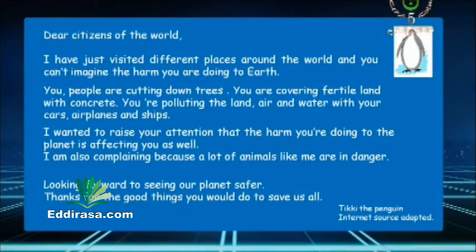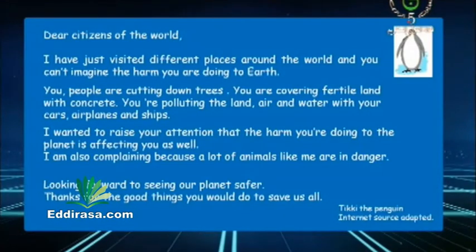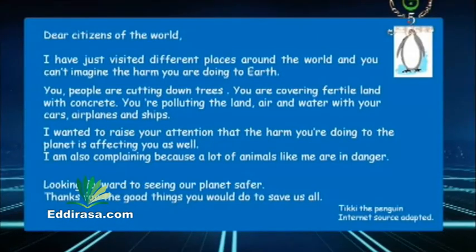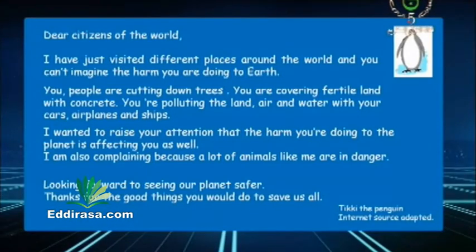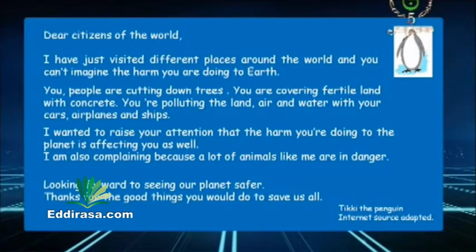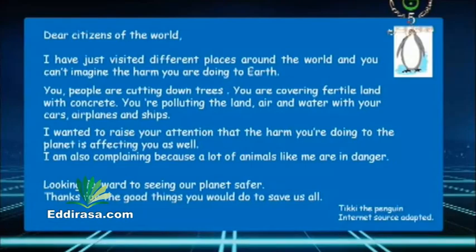I am also complaining because lots of animals like me are in danger. Looking forward to seeing our planet safer. Thanks for the good things you would do to save us. Tiki the penguin.